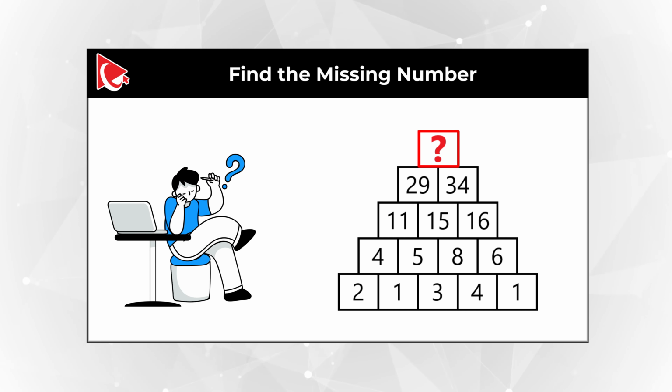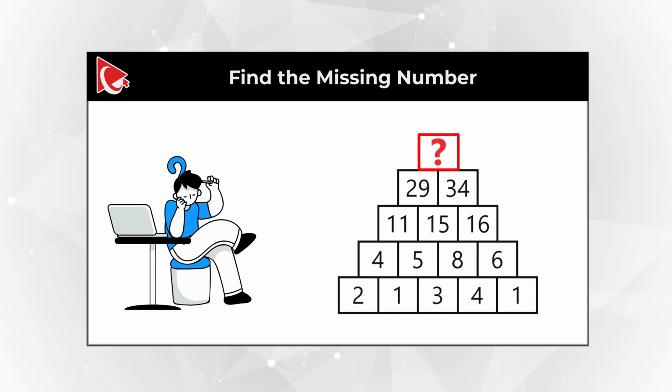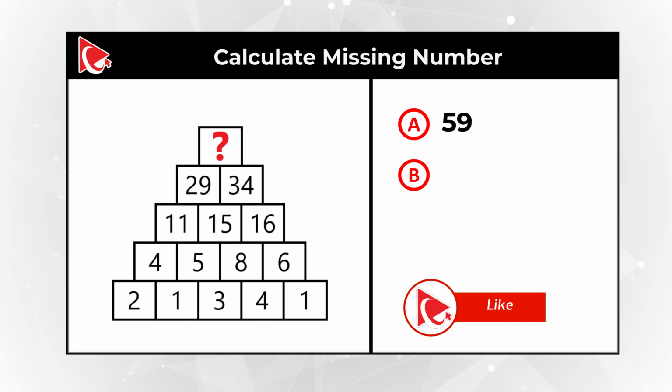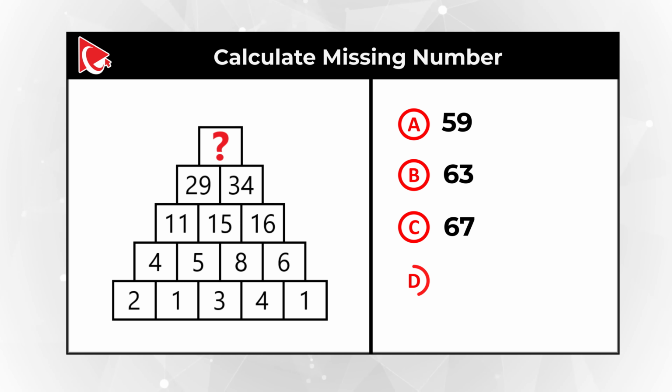You need to calculate the missing number, which is in the top row. And you have 4 different choices. Choice A, 59. Choice B, 63. Choice C, 67. And then choice D, 73. Give yourself a little bit of time, maybe 10 to 15 seconds, maybe a little bit longer, to see if you can answer this question.